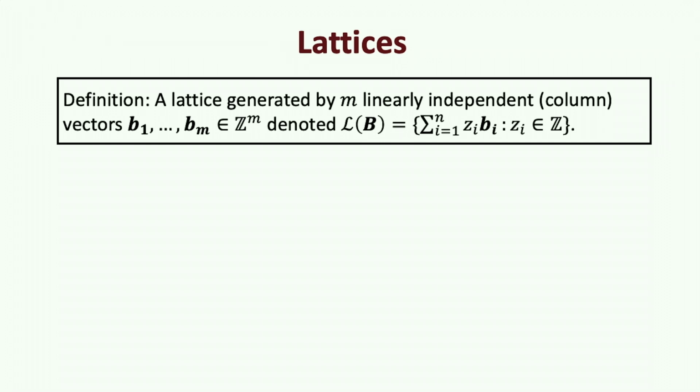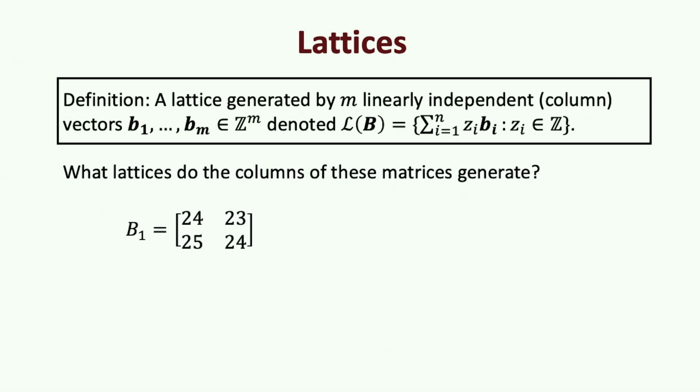Good. All right. So this is clear, right? The set of all integer linear combinations of the b_i generates a lattice. Here's another party trick. Here's the lattice basis. The two columns are the two basis vectors in R^2, or Z^2 for that matter. What lattice does this generate?